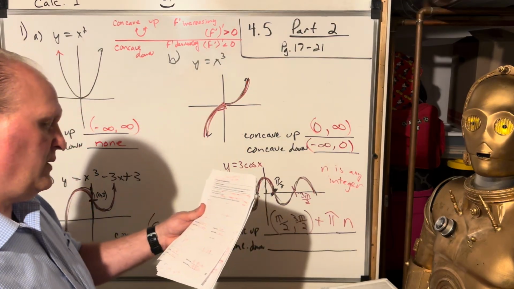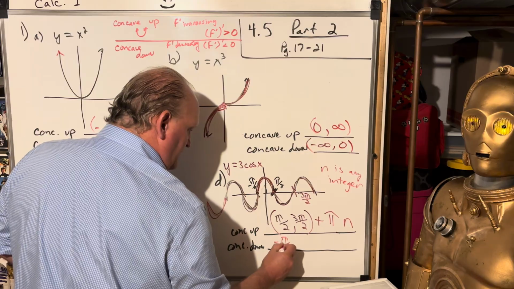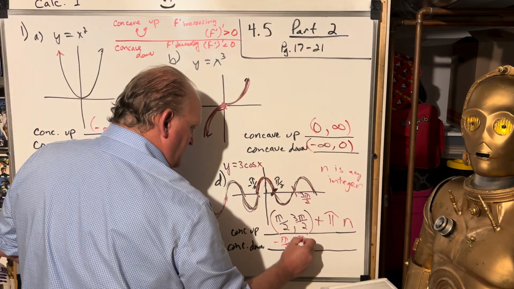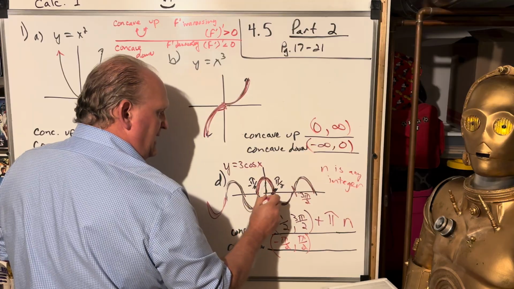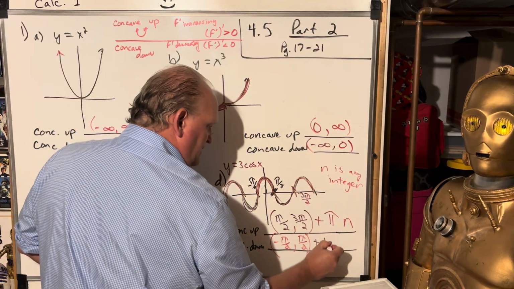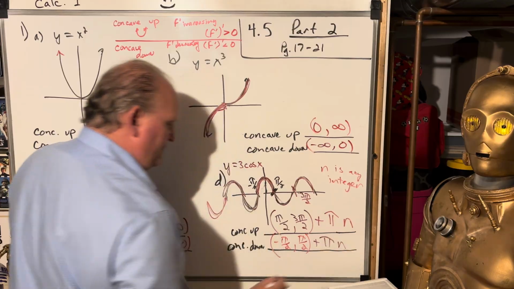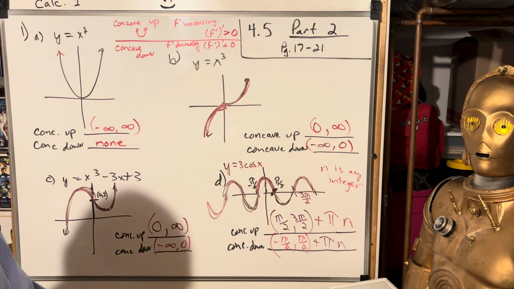All right, and then where is it concave down? From -pi over 2 to pi over 2, from -90 to 90. So from this interval, and then again, every 180 degrees, it happens again and again and again. So plus pi n. So that's an interesting little look at concavity.